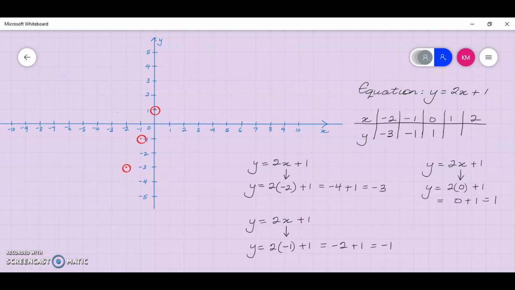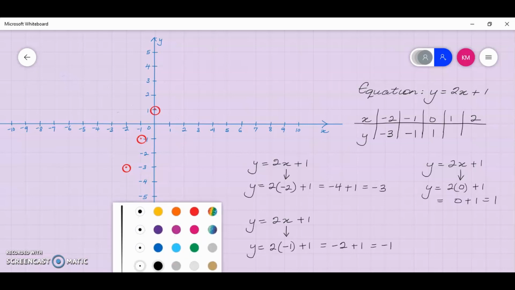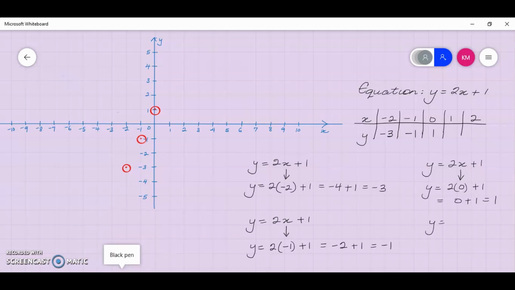Next, when x is 1. So we write back our equation. y is equal to 2x plus 1. Remember, now we are working when x is 1. So y is going to be 2 multiplied by 1 plus 1. And that gives 2 plus 1, which is 3. So my next point is 1, 3. 1, 3 is going to be here.